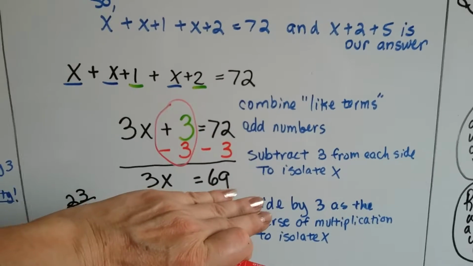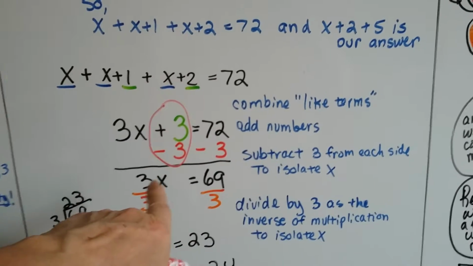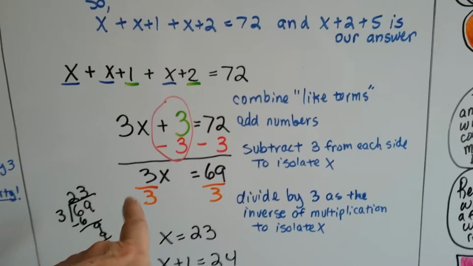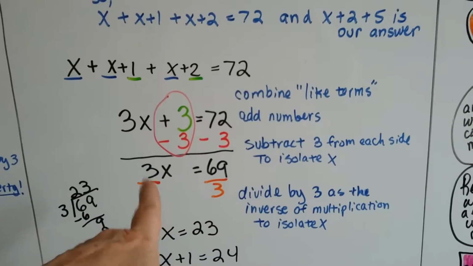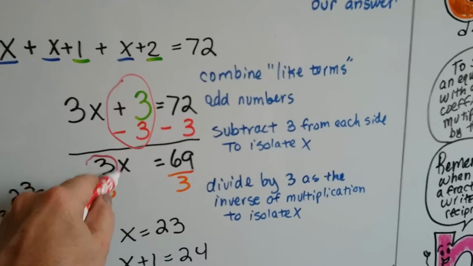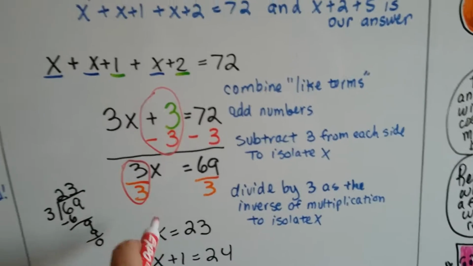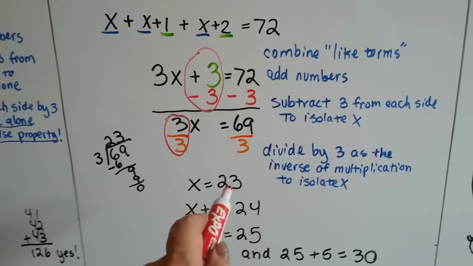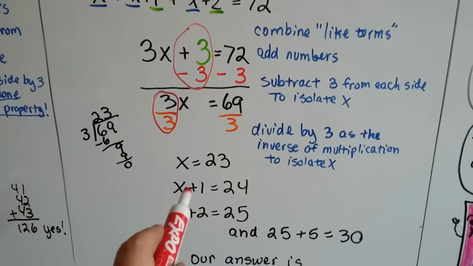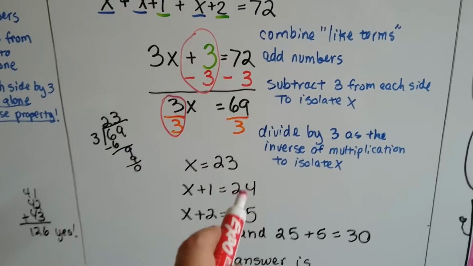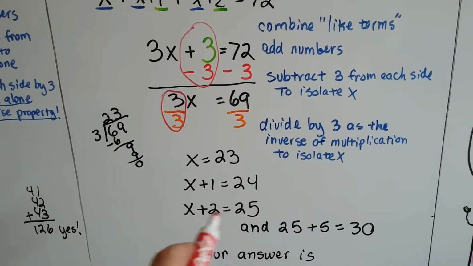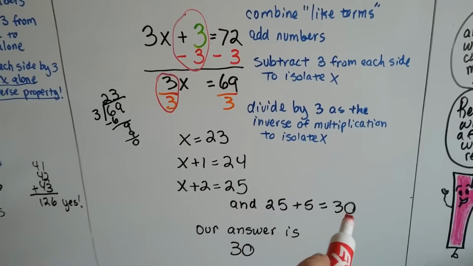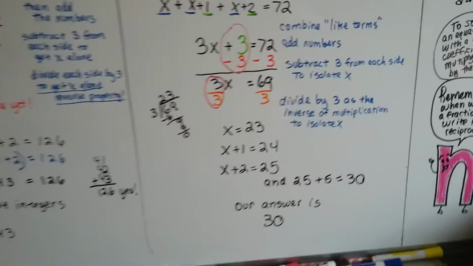So now, because 3x means 3 times x, 3 multiplied to x, the inverse is division from multiplication. So we divide each side by 3 to get rid of this 3, and we do. It turns into a 1. And now we have x equals 23, because 69 divided by 3 is 23. We're not done. We need to do x plus 1. Well, that would be 24. And 23 plus 2 would be 25. Now we can add our 5 to it. 25 plus 5 is 30. Our answer is 30. See?